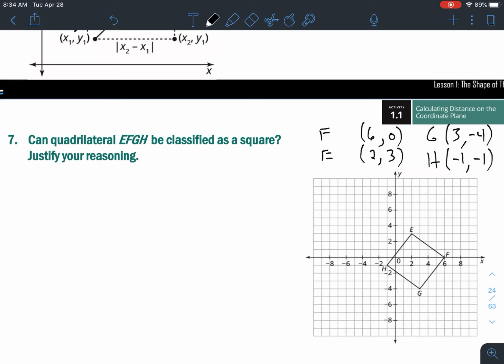Okay, so now we're going to do some math on here. So we're going to figure out FG first. Okay, so FG we're going to do is square root. And we're going to pick F first. So F was X, I'm sorry guys, I just did a brain fart here. So for that we're going to put 6 in here. Minus, we're going to do G, which is 3.